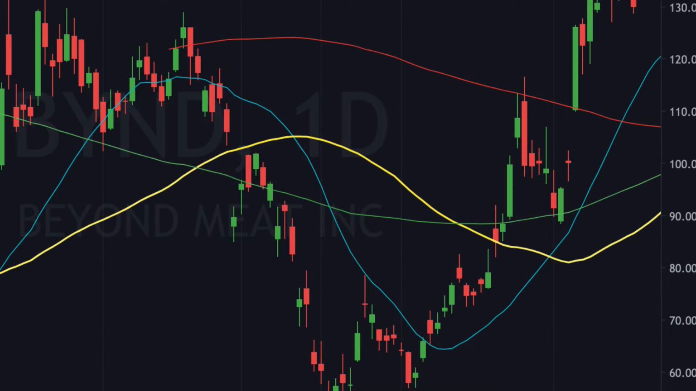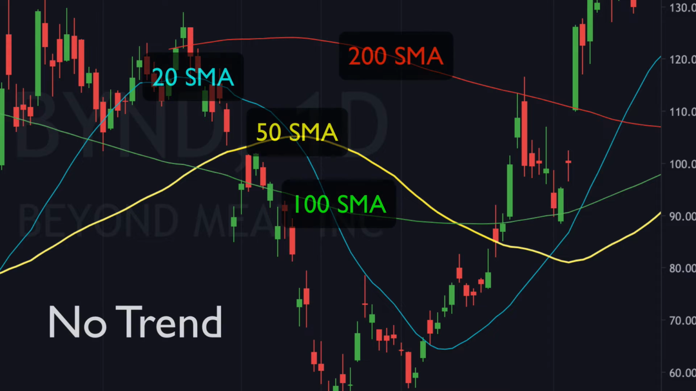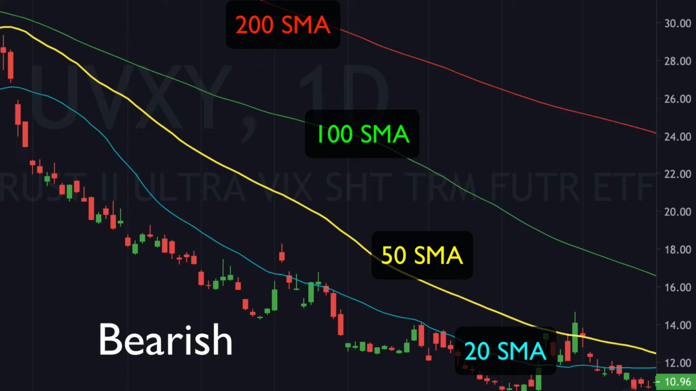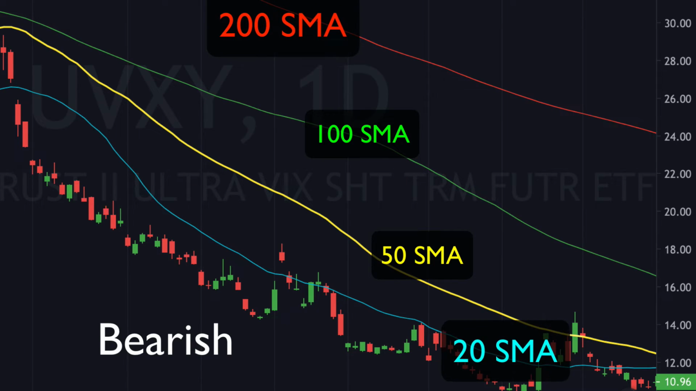Now, take a look at this chart. All the moving averages are all over the place. This is showing you there is no trend and a lot more choppiness. Whereas on this chart, you can clearly see a downtrend with the moving averages stacked the opposite way, with the highest moving average on top and the lowest ones on bottom.